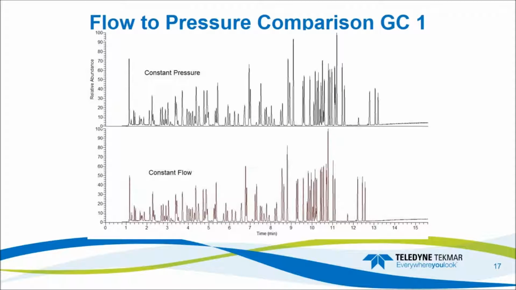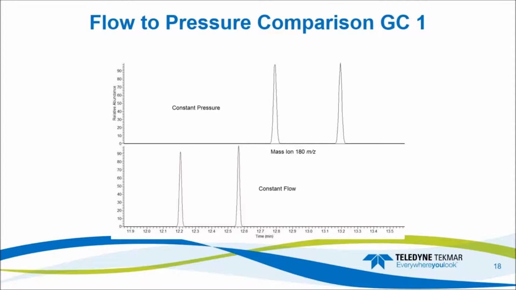So let's look at the flow to pressure comparison for GC1. As you can see out here in the naphthalene regions, the 3 compounds elute a little bit later on the constant pressure versus the constant flow. So we're going to look at those 3 compounds out there. Specifically, I'm going to look at the mass 180 for the 1,2,4 trichlorobenzene and the 1,2,3 trichlorobenzene. So looking at those, as you can see, with constant flow, they come out at about 12 minutes. With constant pressure, they move out closer to 13 minutes.